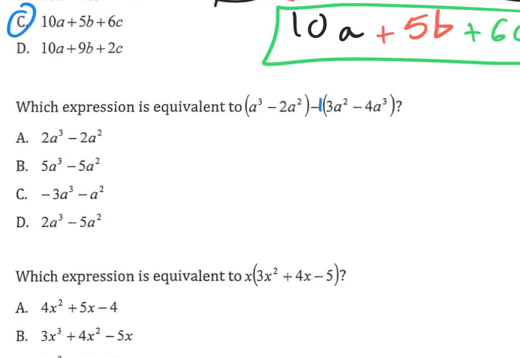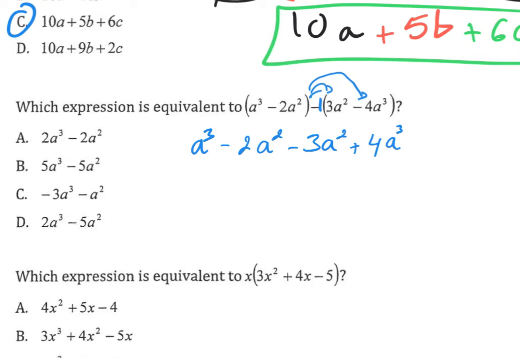And when we have -1, when we remove the parentheses, we're going to distribute the -1 with 3. So -1 times 3, that would be -3. And -1 times -4, that would be +4, right? So it's going to be a to the third minus 2a squared minus 3a squared plus 4a to the third, right?